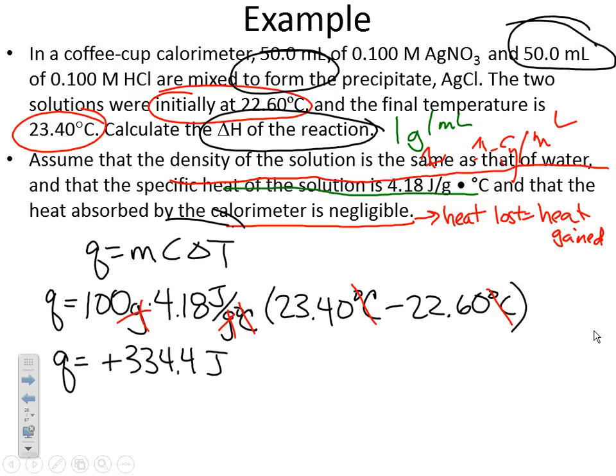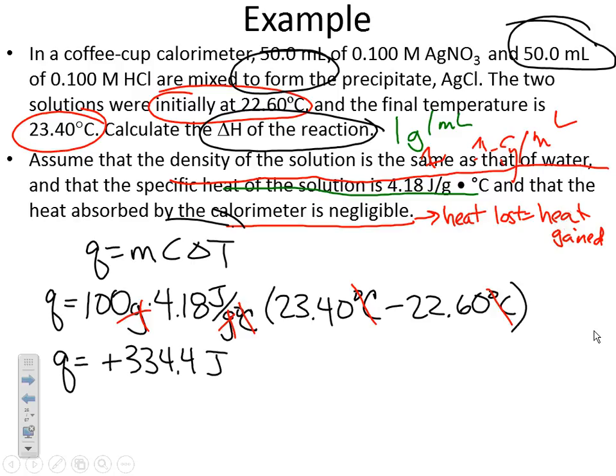Stop, think, reflect. What does a positive Q value mean? A positive Q value means an endothermic process. What is the definition of an endothermic process? One that absorbs heat from the surroundings. So why, in this case where our temperature went up, which means exothermic, by the way, remember the temperature went up, so it's exothermic, why are we getting a positive Q value?